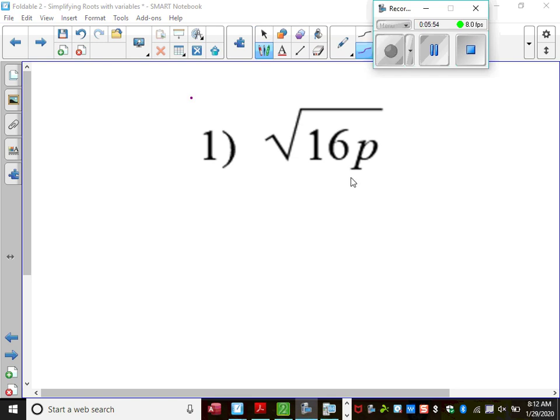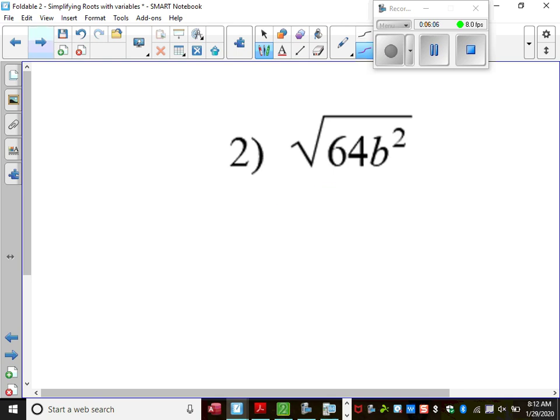All right, so for the first one, we already know that 16 is perfect, so you're just going to end up with 4 rad p. Okay? Not a big deal because 16 is a perfect square. Okay, number 2, 64 is a perfect square, and b squared is perfect because it's even.